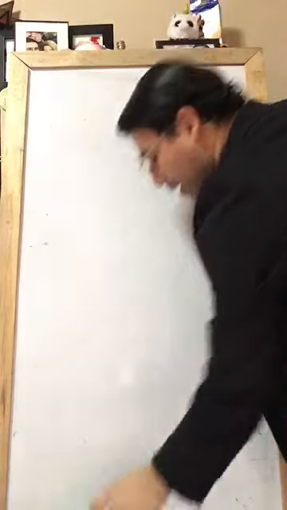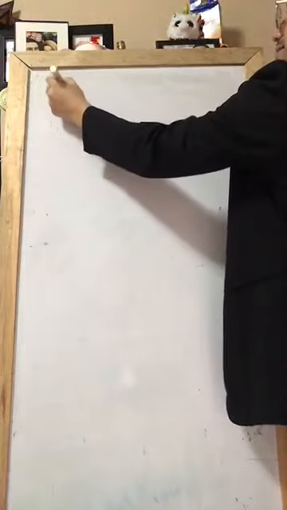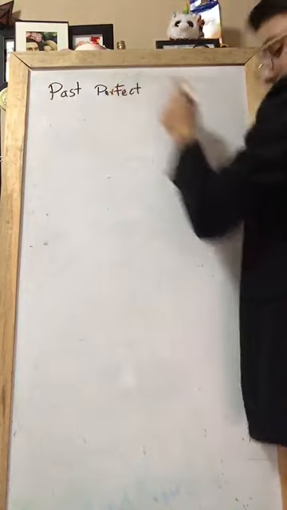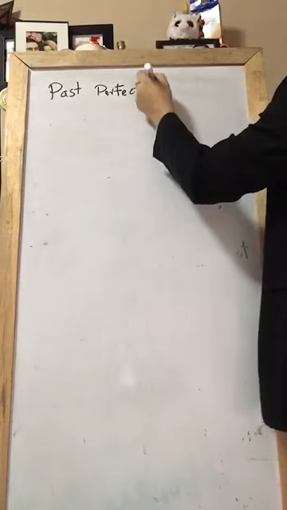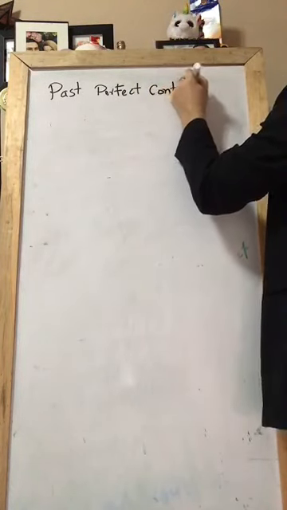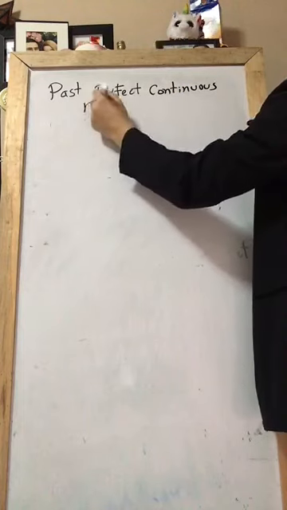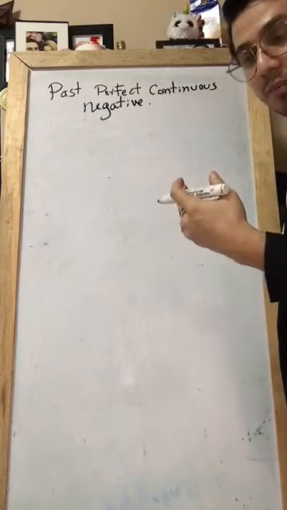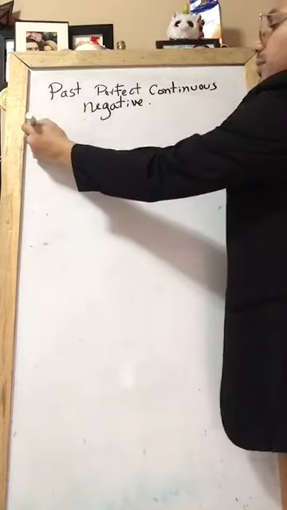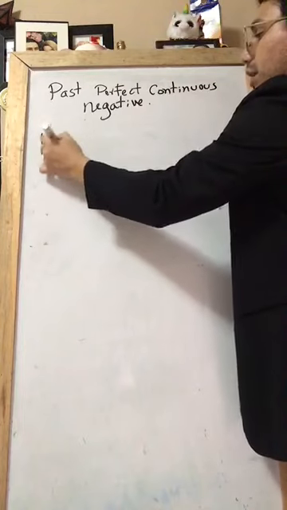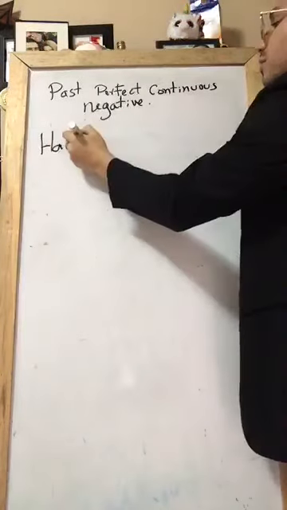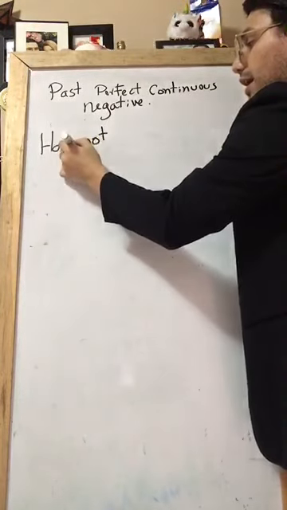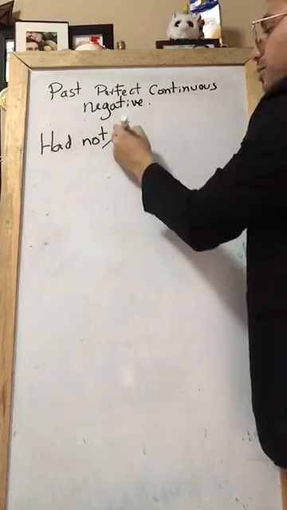Now, the past perfect continuous negative. It's the same as the one that we just did, but we are going to add not. So for an example, we have the word had, but also we have not, or the contraction, which would be hadn't.